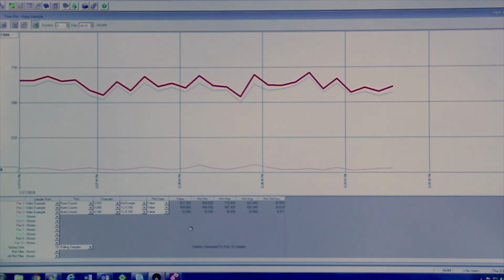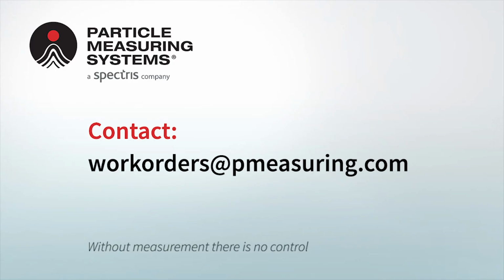If the counts have not reduced and are elevated and stable, the unit will likely require further evaluation or repair. To send in this unit for evaluation, contact work orders at pmeasuring.com with the serial number and a description of the problem.